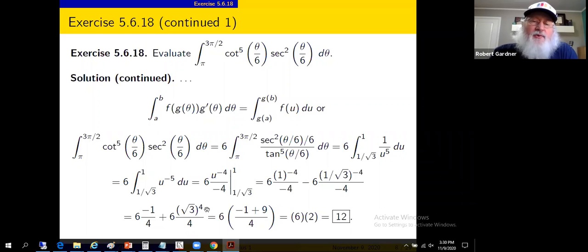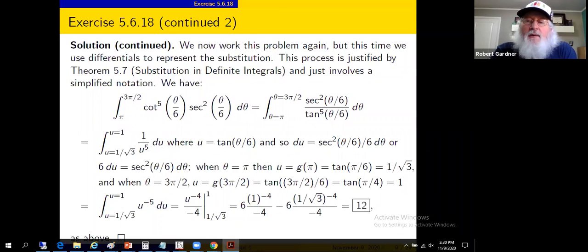And then we get the square root of 3 to the 4th power. That's what? 9. Square root of 3 times square root of 3 is 3. You're going to do that twice, so it's 3 times 3. Yeah, that's 9 that we get out of that. And the arithmetic simplifies down so that this is 12. So there it is, evaluated by matching up with theorem 5.7.